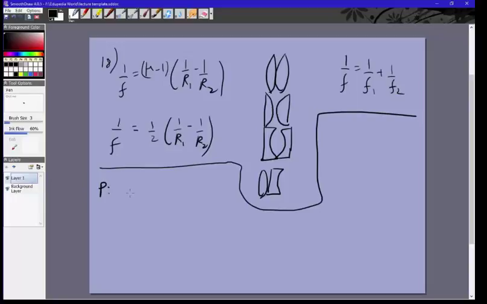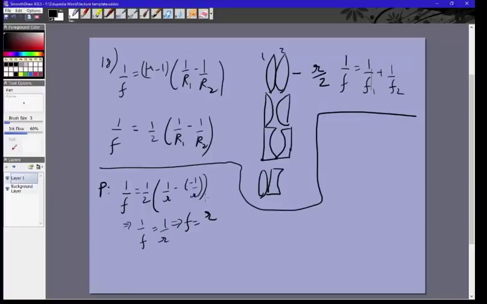Let's do it for P. In P, 1 by f will be 1 by 2 times, now this is 1 and this is 2, so 1 by r1 minus 1 by r2. r1 is positive, r2 is negative. Both of them have a magnitude r, so 1 by r minus 1 by r, which is half of 2 by r. So 1 by f is equal to 1 by r, which means f is equal to r, and they both have the same thing. So 1 by r plus 1 by r is 2 by r, which means for P the answer is r by 2.